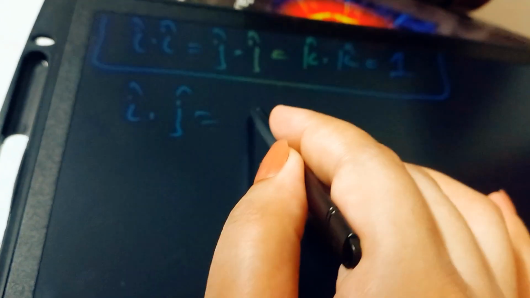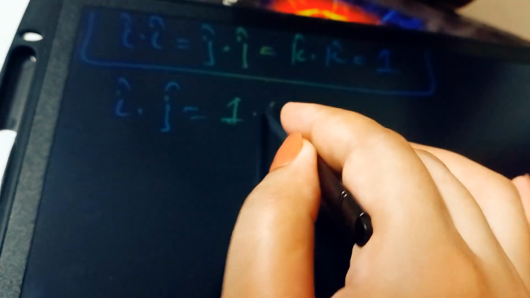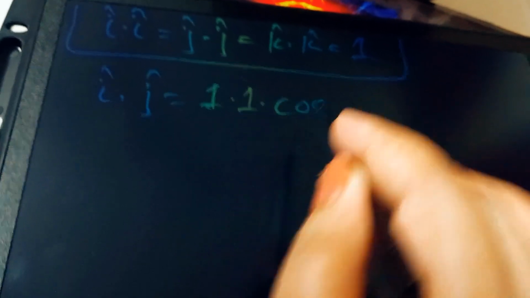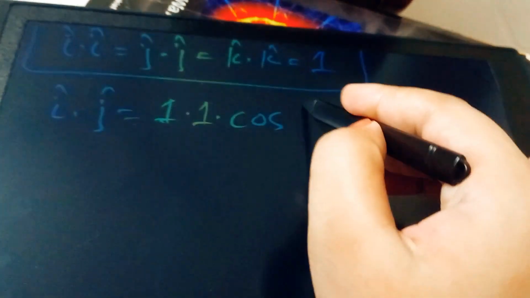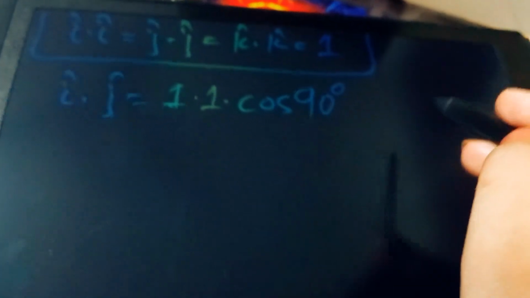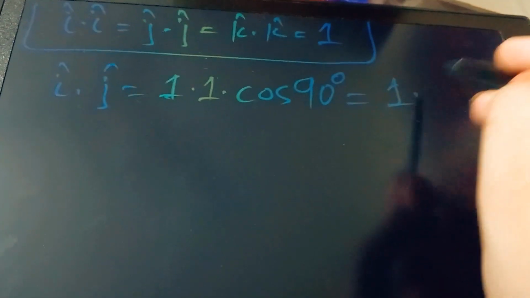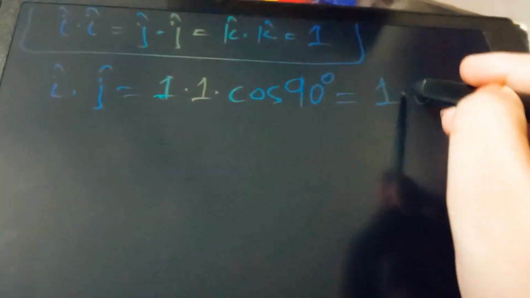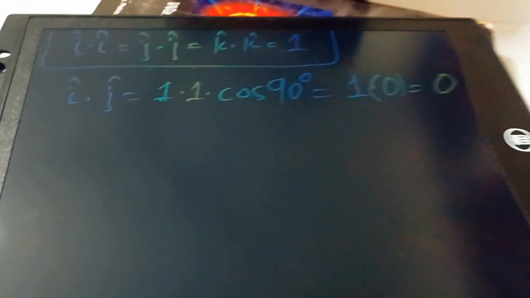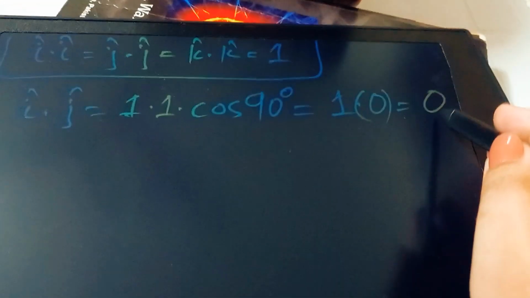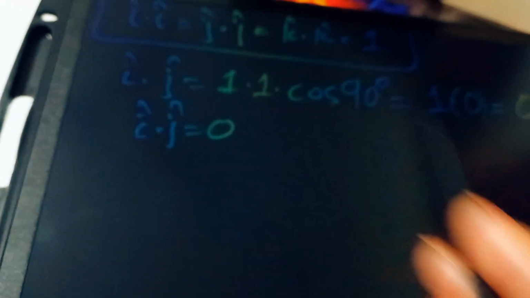What does it result in? The magnitude of i is 1, the magnitude of j is 1 again, so I'm not writing it again, times the cos of the angle between them. Now i and j are perpendicular to each other, so the angle between them is 90 degrees, and cos of 90 is equal to 0. So 1 multiplied by 0 results in 0. Let me use brackets here so that you may not confuse it with the dot and cross product. So it's 0. It means i hat dot j hat is equal to 0.